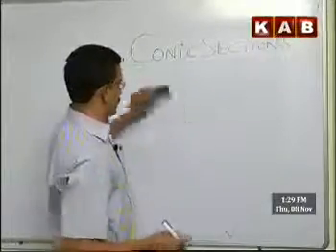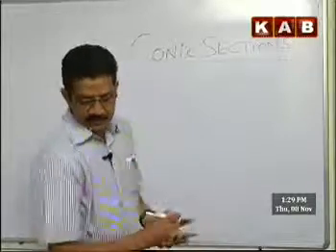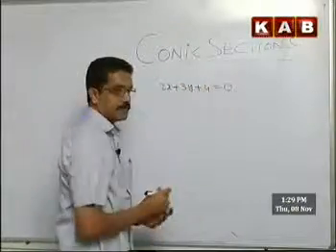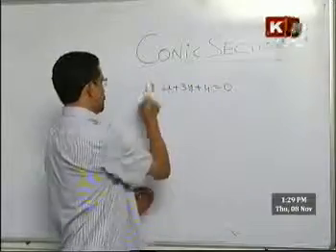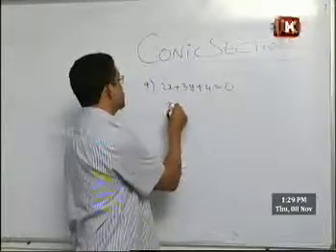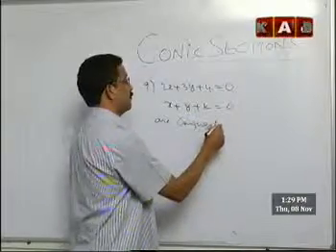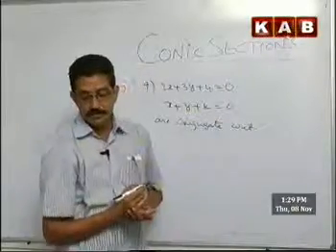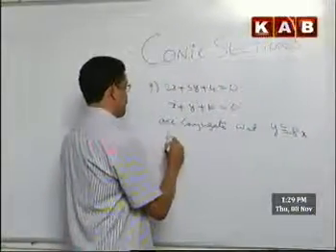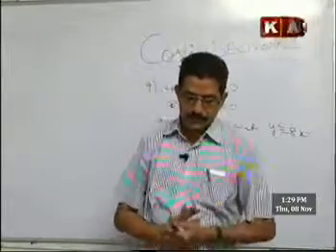9th objective question. Let us go to the 9th one. If the lines 2x plus 3y plus 4 is equal to 0 and x plus y plus k is equal to 0 are conjugate with respect to y square is equal to 8x, find k. This is a very important thing.